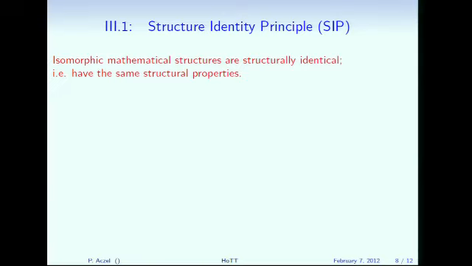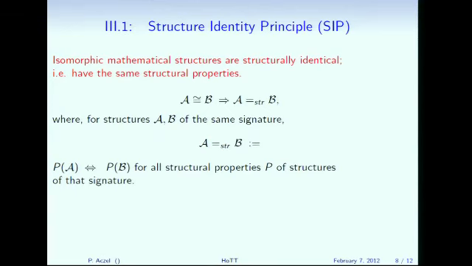Okay, so here's the principle. Isomorphic mathematical structures are structurally identical. I assume everyone believes this. They have the same structural properties. But of course, what do we mean by structural property? Well, here's the principle, first of all. If A and B are structures of the same signature that are isomorphic, then they are structurally identical. In other words, any structural property of one structure is also a structural property of the other structure. If there's any reasonable definition of structural property, you surely believe this principle.